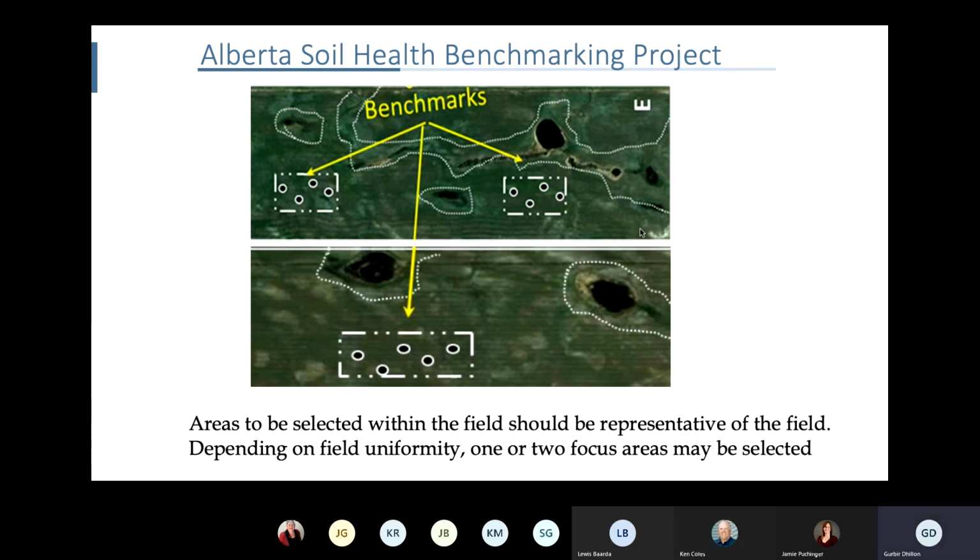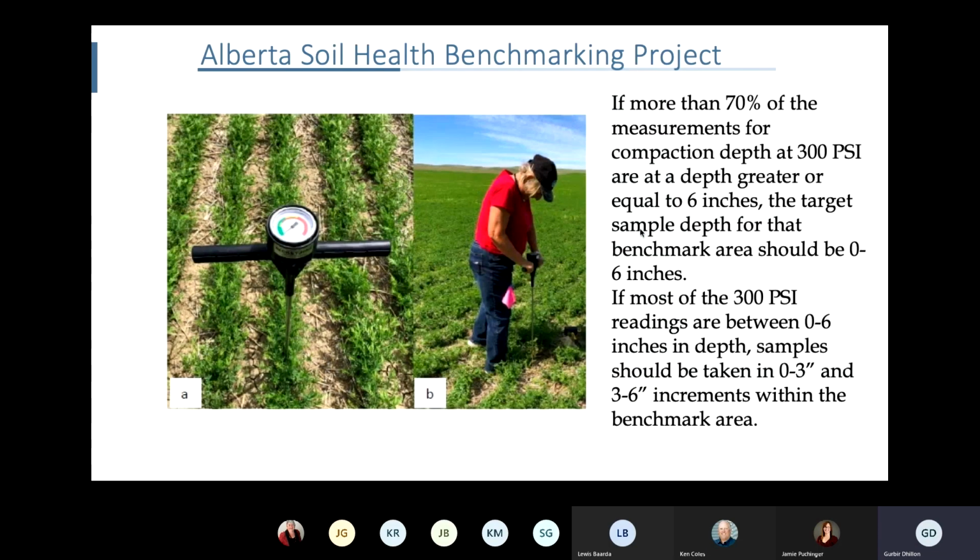For each location, a representative area, about 1.5 acres, will be chosen depending on the uniformity of field conditions. Aerial pictures can be used to choose these benchmark areas. In these areas, compaction depths for the soil depths for a compaction at 300 psi will be measured at random points.